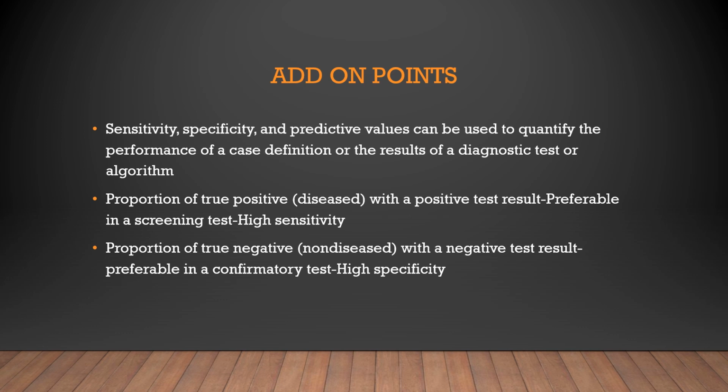So this confirmatory test, how should it be? This confirmatory test should have a high true negativity or a high specificity, so that if this test comes negative, you know for sure this person does not have the disease. So a confirmatory test should have a high specificity and a screening test should ideally have a high sensitivity. So if you add on all these points, I think it is enough for us to write a 3-mark or a 5-mark question.